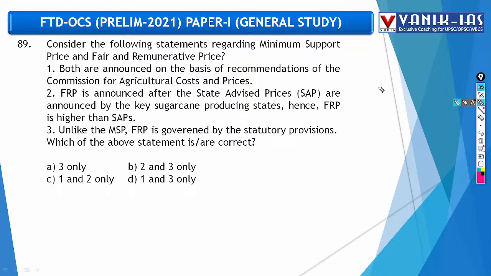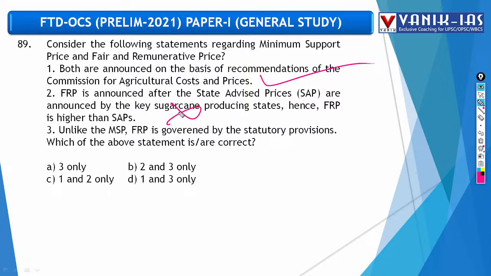What are the following statements regarding minimum support price, MSP, and FRP? MSP and FRP. Both are announced on the basis of the recommendation of the Commission for Agricultural Costs and Prices, CACP. FRP is announced after State Advised Prices, SAP, are announced by the state for sugarcane, and FRP is higher than SAP. No, it is not always higher than SAP. This is wrong. State advised prices.